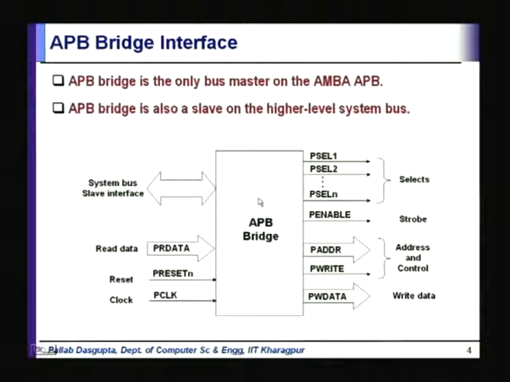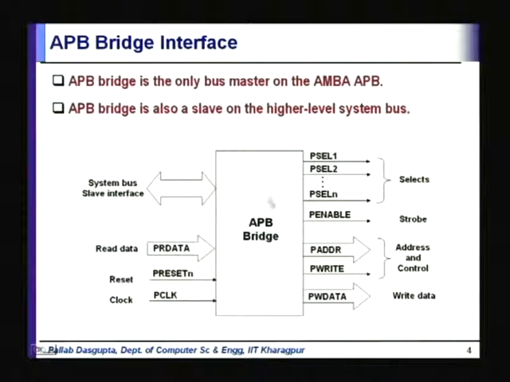Now, this is the interface, this is the bridge interface. So, it has two sides. This side is for interfacing with the high performance bus, and this side is for interfacing with the low performance bus. So, APB is on this side, and we are going to look at this side only. On this side you see these n select lines for the n devices. There is a single PENABLE, and this is the address bus where the address is floated.